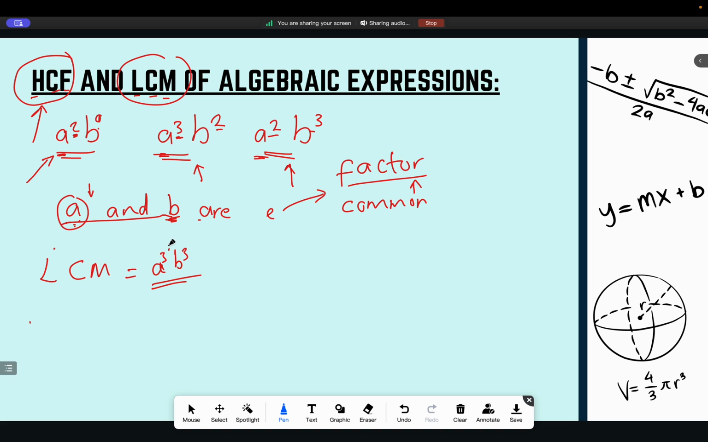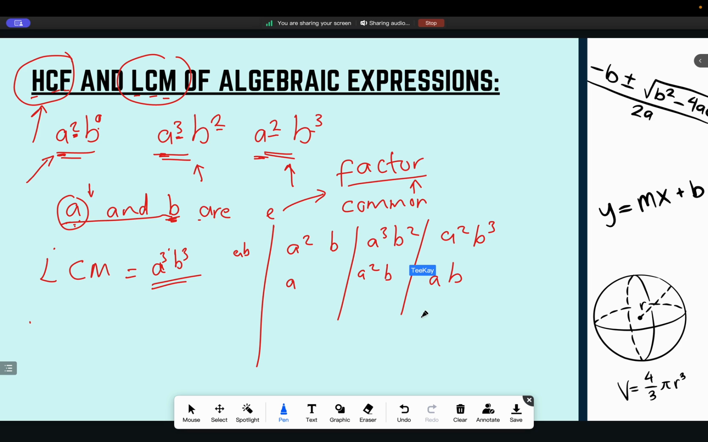Okay, let's try to do this like what we did before. Let's say we have A squared B, and we have A cubed B squared, A squared B cubed. So here is what we are doing. Let's start with A and B. If you say A and B here, we will have A because A will cancel with A, B will cancel with B. And here we have A squared, and here we have B. And here we have A, and we have B.